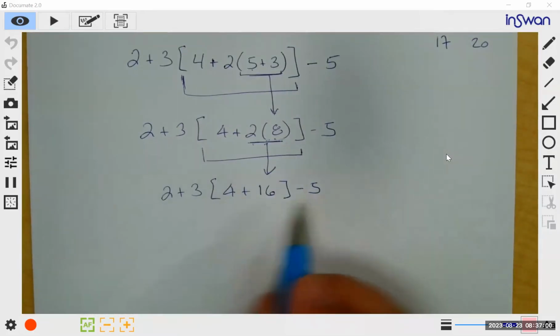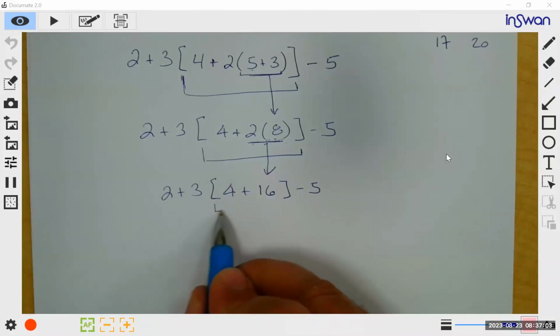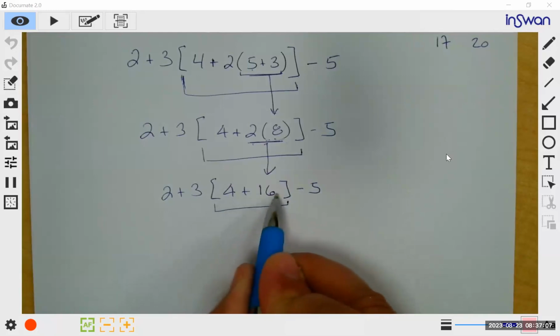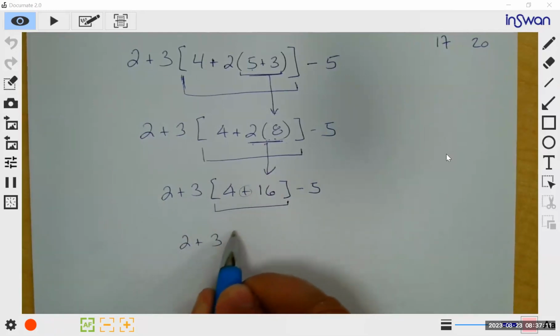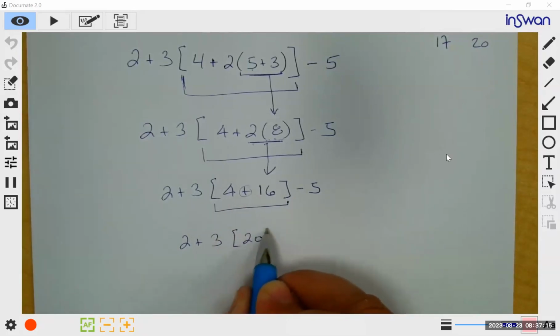Repeat the process, left to right. Special operations. So we do inside there. No special operations, no multiplication division, but there is addition. 4 plus 16. 20.